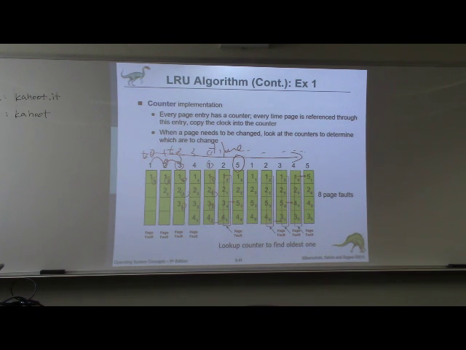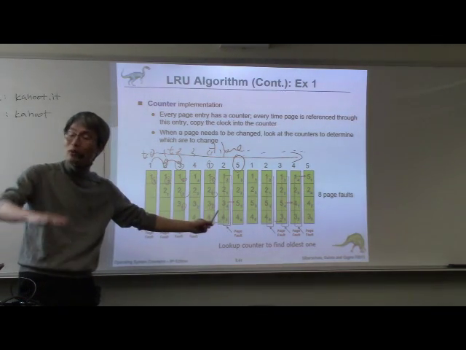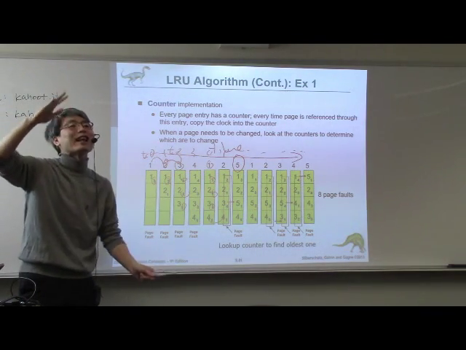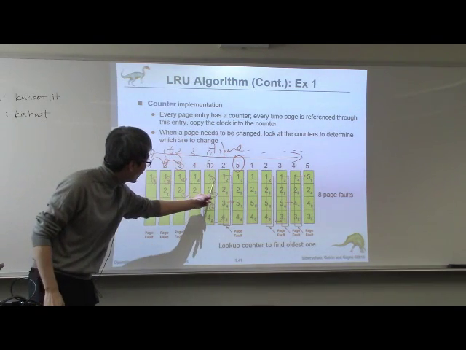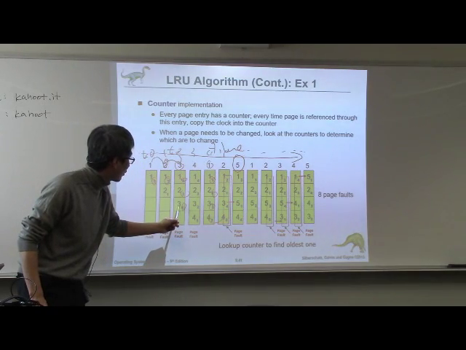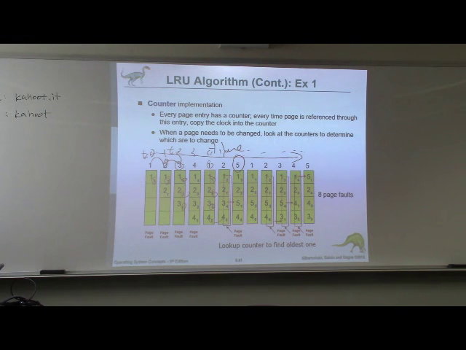So 5, we cannot find the 5 here, so we need to choose a victim page. We can take a look at the count, the lowest one or the highest one. The highest one is not used recently, right? So the lowest one is recently used. The highest one, for example this one, was loaded, and the reference was used this time. So we can just select the page frame with the highest count as the victim.